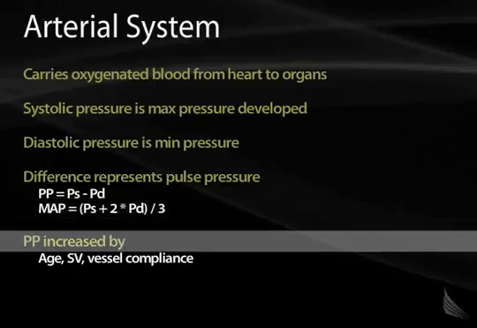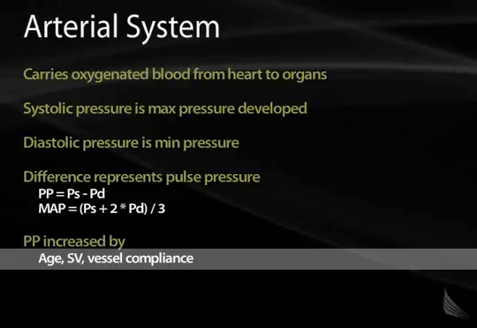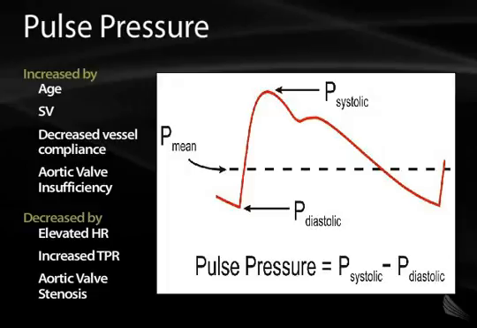The pulse pressure can be increased by age, stroke volume, as well as vessel compliance. Patients who are elderly often have very high pulse pressures with increased systolic pressure but normal diastolic pressure. This is caused by calcification of the large arteries. Here you see a diagram of pulse pressure with the systolic pressure on the top and the diastolic pressure on the bottom.